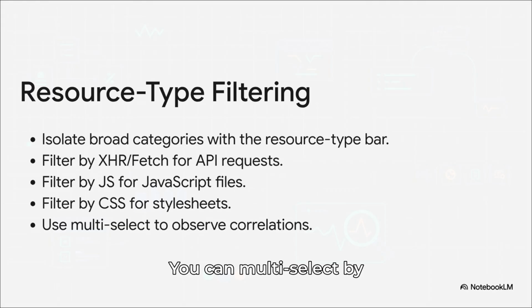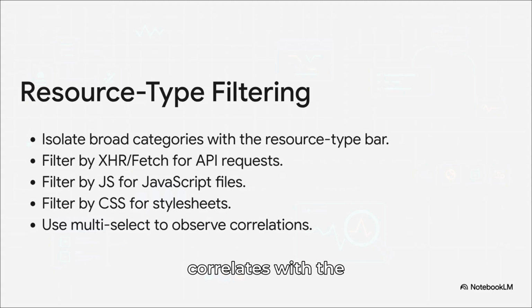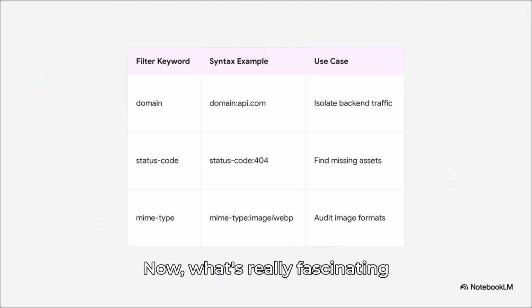And here's a really cool pro tip. You can multi-select by holding down Command on a Mac or Control on Windows. That lets you view both JS and XHR simultaneously, so you can perfectly observe how a script's execution correlates with the data it's fetching.